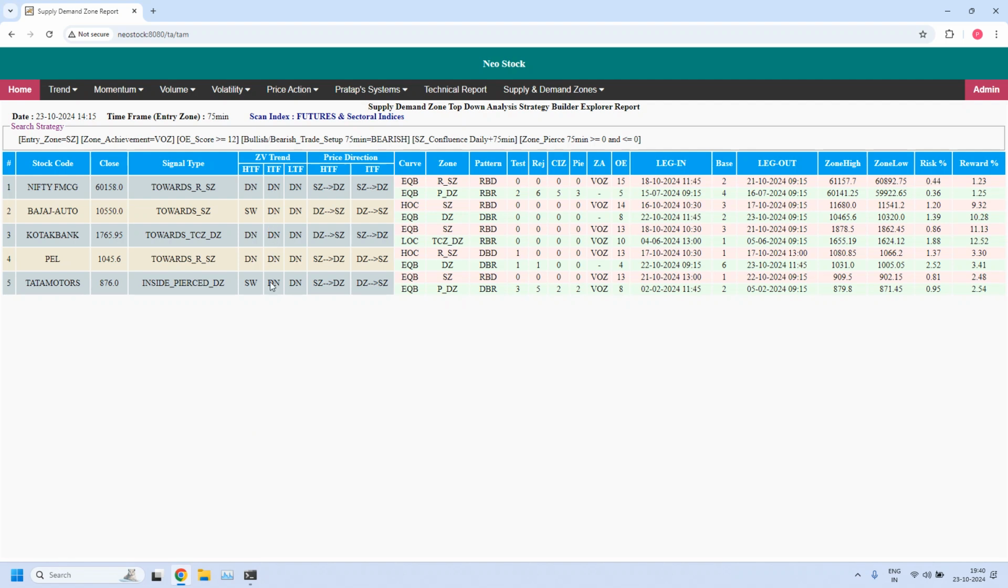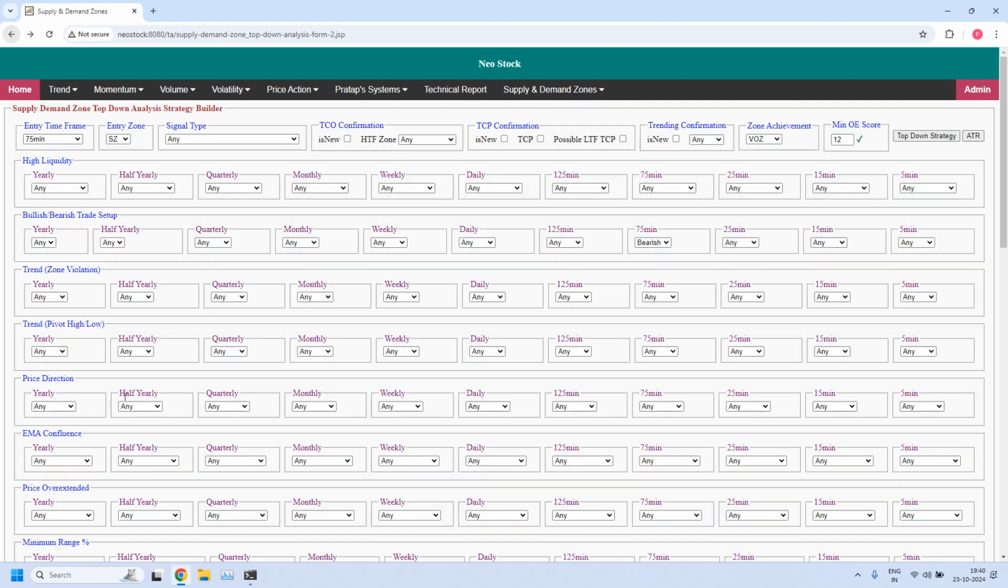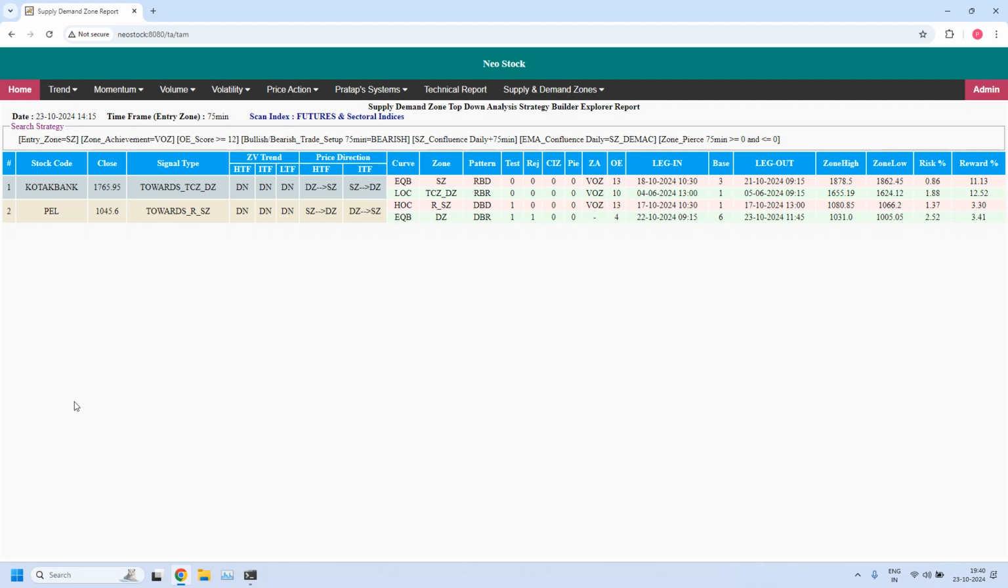And the daily supply zone trend is a downtrend because in bearish trade setup, if any of these daily supply zones are having daily EMA confluence, they are even more high probability setup. Let's verify. In the EMA confluence, daily time frame, because 75 minutes is part of the daily. And if this daily supply zone is having daily EMA confluence, it is even more high probability setup. We got 2 stocks. So both these stocks are high probability setup supported stocks because the supply zones are also having EMA confluence.